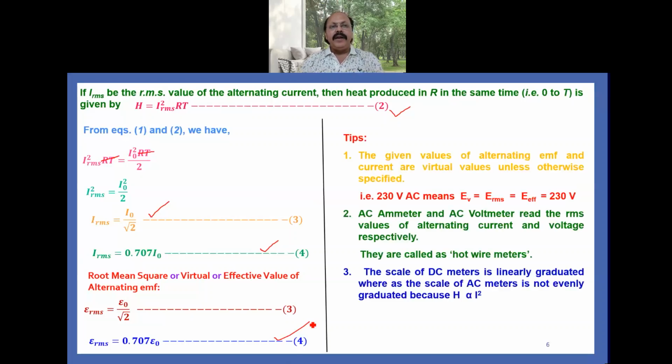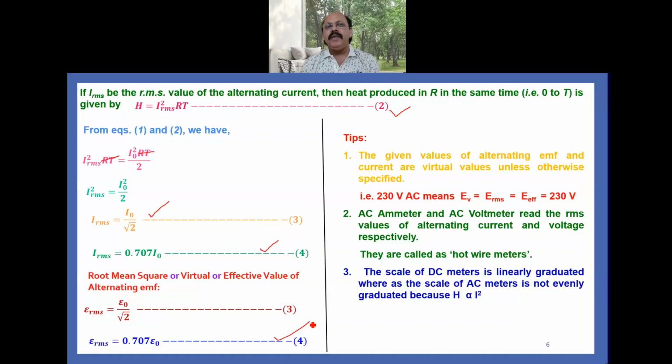Now, important tips. Whenever you have an AC circuit, the voltage you are getting is always the RMS value. So the first tip is that the given values of alternating EMF and current are virtual values unless otherwise specified. Virtual values means RMS values or effective values. So that's why we say that if 230 volt AC is applied in a circuit, then E_RMS, E virtual, effective, is equal to 230 volt.